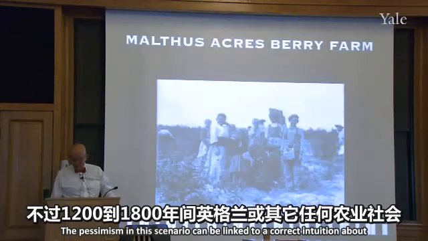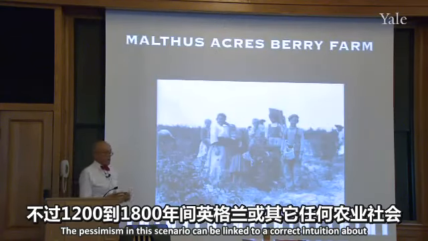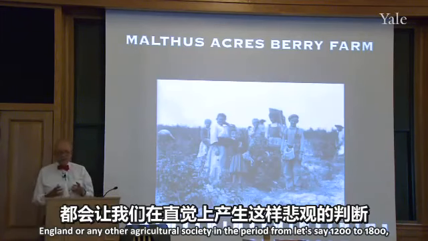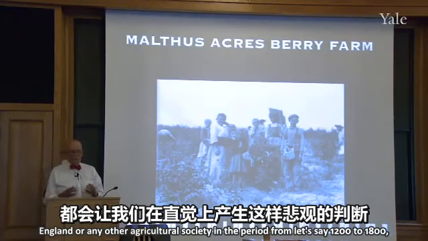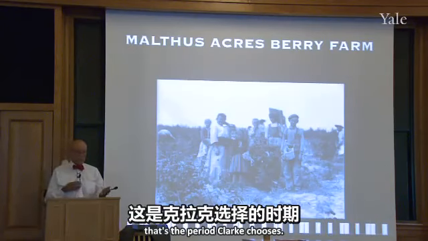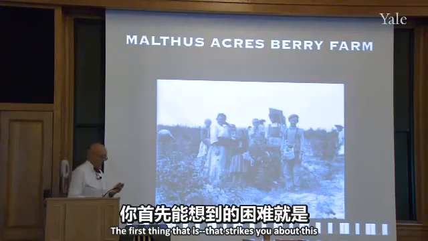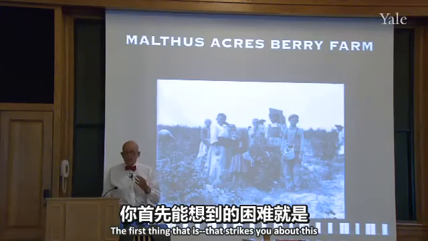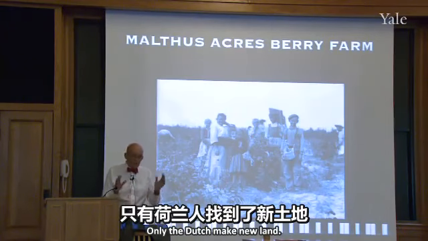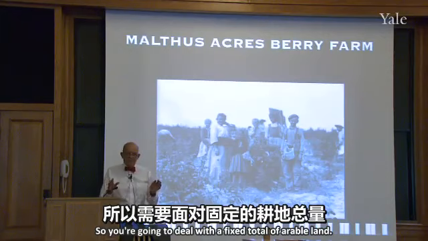The pessimism in this scenario can be linked to a correct intuition about England or any other agricultural society in the period from, let's say, 1200 to 1800. That's the period Clark chooses. The first thing that strikes you about this is they're not making land anymore. Only the Dutch make new land. And so you're going to deal with a fixed total of arable land.